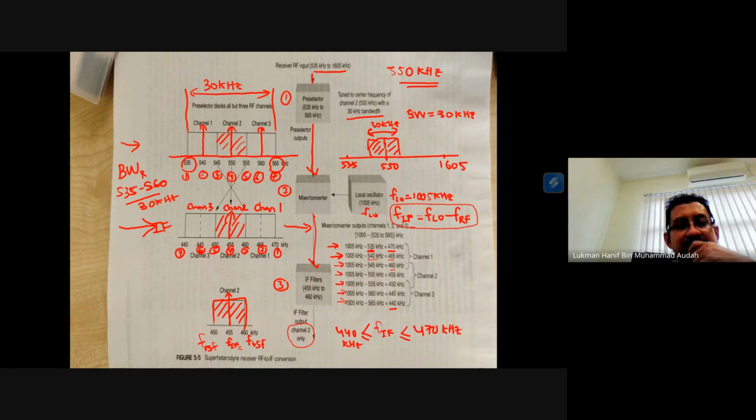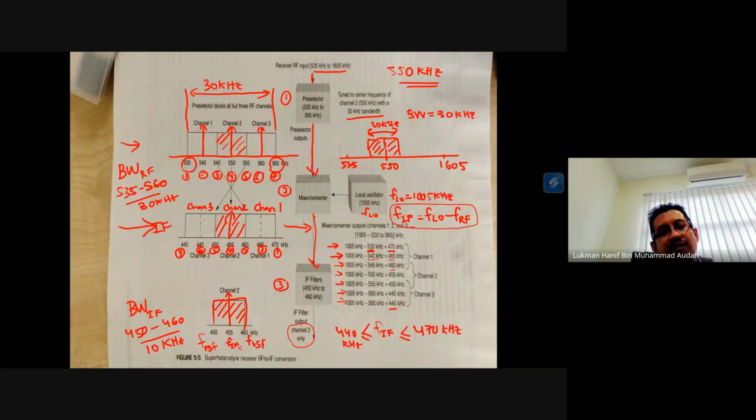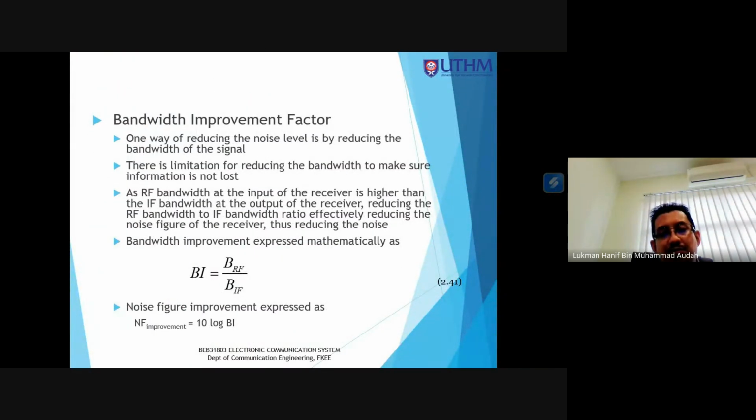In this example, then we down convert into intermediate frequency. The bandwidth of IF, after we down convert, is from 450 until 460. That means the bandwidth is 10 kilohertz. So the bandwidth of RF you divide by the bandwidth of IF, you're going to produce the parameter bandwidth improvement factor.